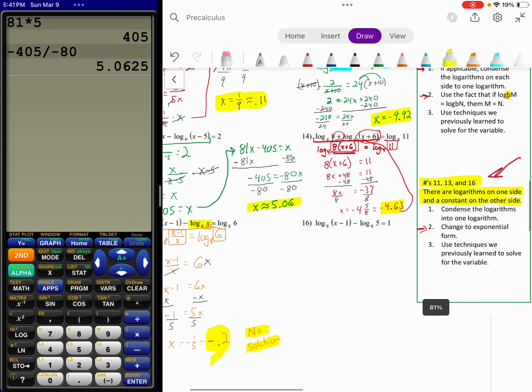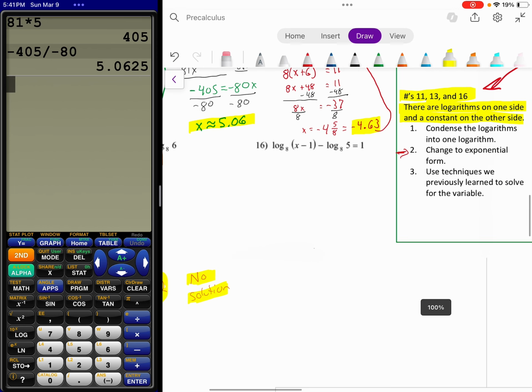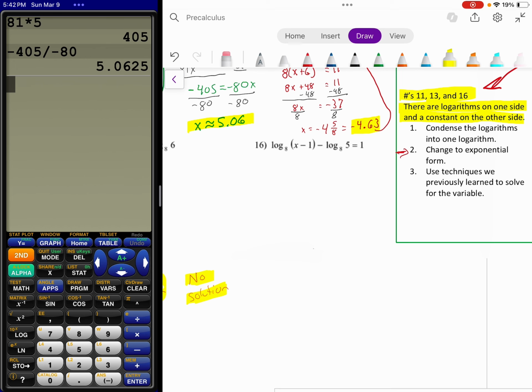I can actually zoom in a little bit here instead of writing so small. Number 16, very similar, probably a little bit simpler, because when we write this in log form, we've got log base 8 of x minus 1 over 5 equals 1. And then we change to exponential form, so 8 to the first, which is just 8, equals x minus 1 over 5.